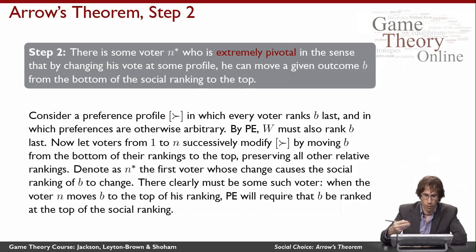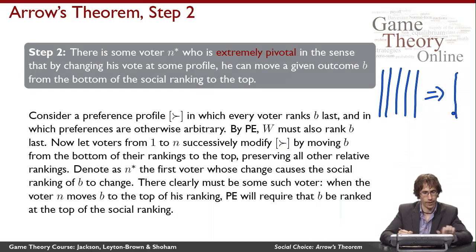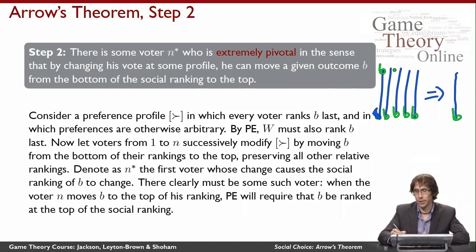So now I want to basically let voters, so I have some ordering of the voters from 1 to n, and I'm going to let them successively modify. So let me draw this. So I've got all of these different rankings here from different voters, and I've got some social welfare ranking here. So we start out with everything at the bottom. And we conclude from PE that B must be at the bottom here too. So then I say, let me, one at a time, take a voter and take B off being at the bottom and put it up at the top. And let me see what happens.